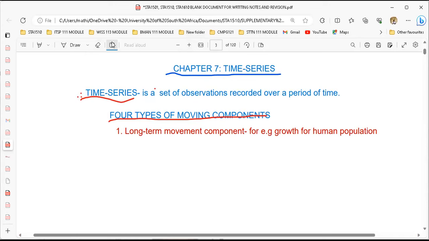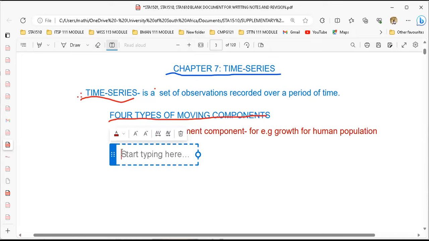Now let's move to the second one. The second one, we have the cyclic component.